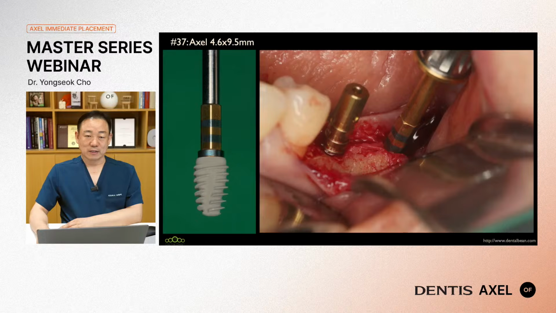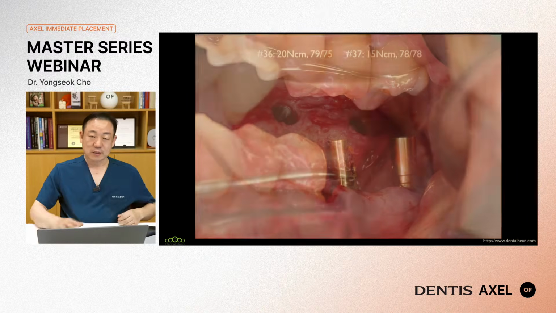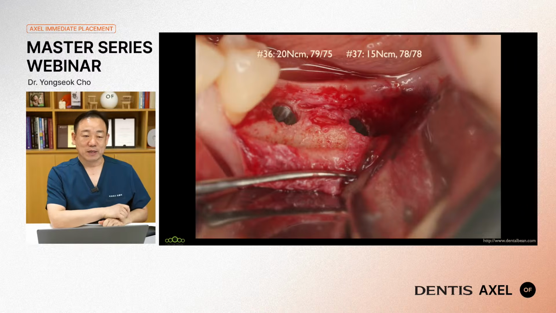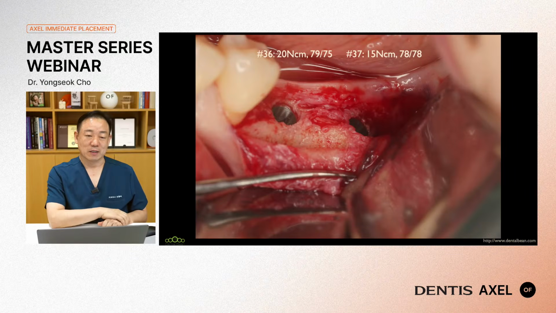And the second molar site, the same situation. Another implant was placed. Position and path were nice. And here are the stability and ISQ values. Okay, 36, 20 Newton centimeter, 79, 75, very nice. So 37, 15 Newton centimeter, ISQ value 78, 78. Okay, as you see, by controlling the final drill diameter, we can get nice primary stability.